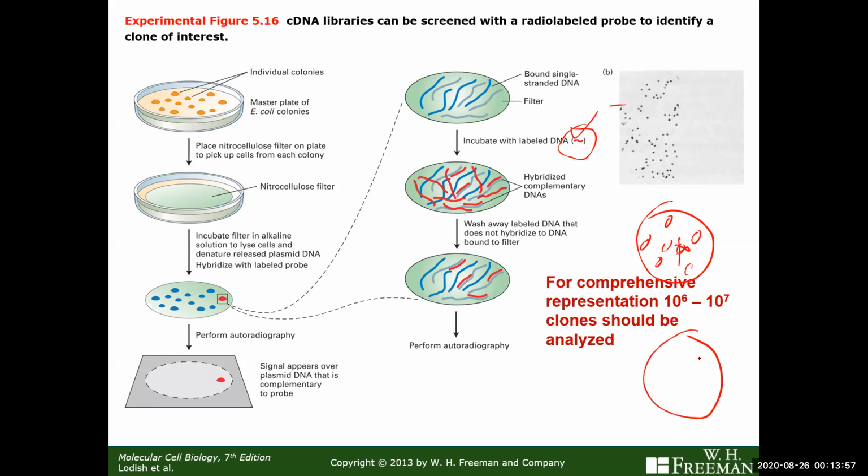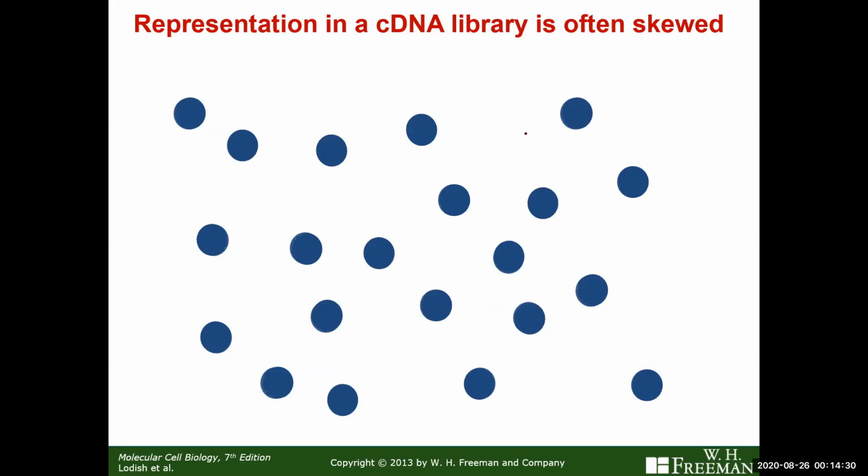So when you expose it to an X-ray film, you will get just one spot on the X-ray film. If you align the X-ray film to the bacterial plate, you will know which colony has the complementary sequence. You get that particular bacteria, isolate the plasmid from there, and sequence it, and you get to know the entire mRNA sequence for your protein of interest, or your gene of interest. So this is how library screening is done.